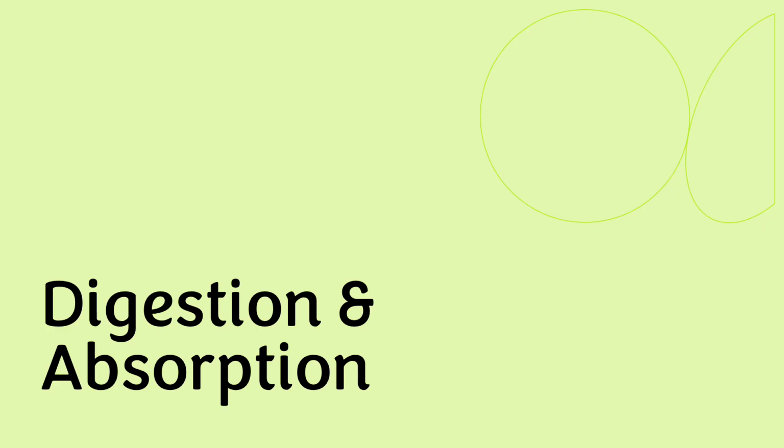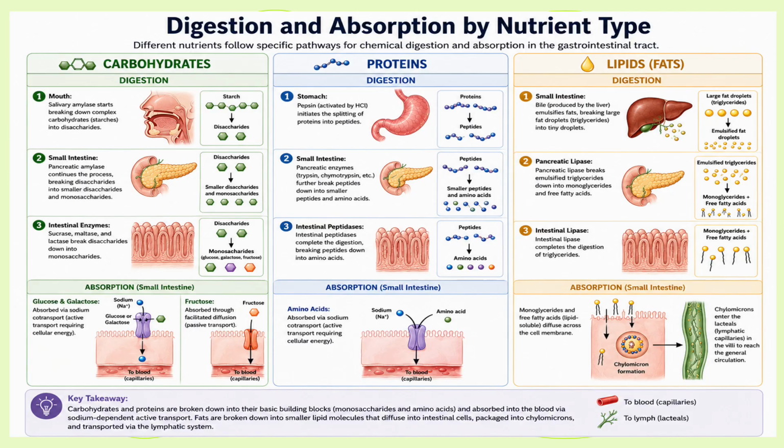So that was hormonal and neural control. So now let's talk about digestion and absorption. Okay, let's talk about that process. Once we consume food, our body has to perform a complex series of chemical reactions to break down large complex molecules into simple ones that can actually be absorbed into the blood and transported to the liver.